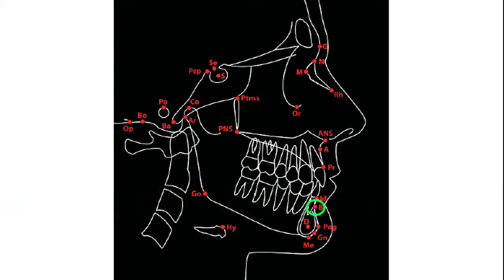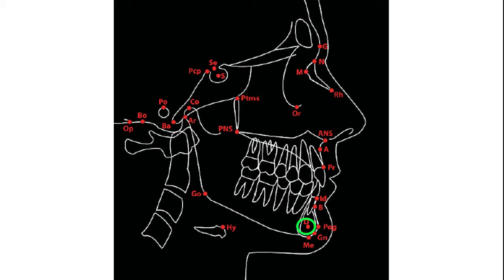B point, or point B. The other name of it is supramentale. Its definition is the point at the deepest midline concavity on the mandibular alveolus between infradentale and pogonion.